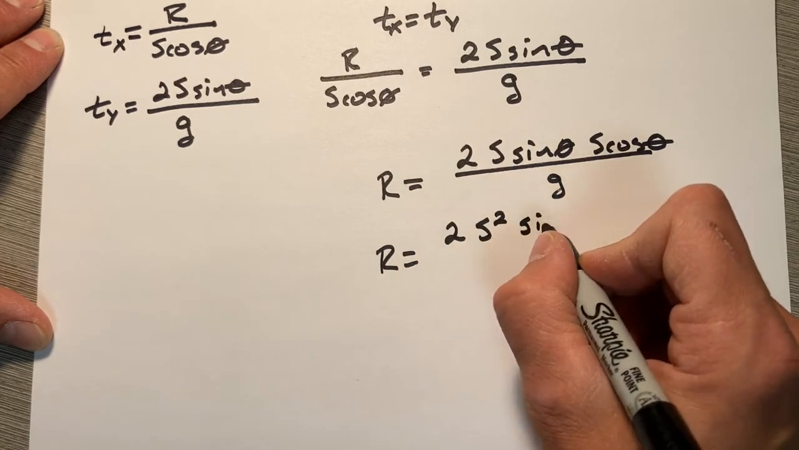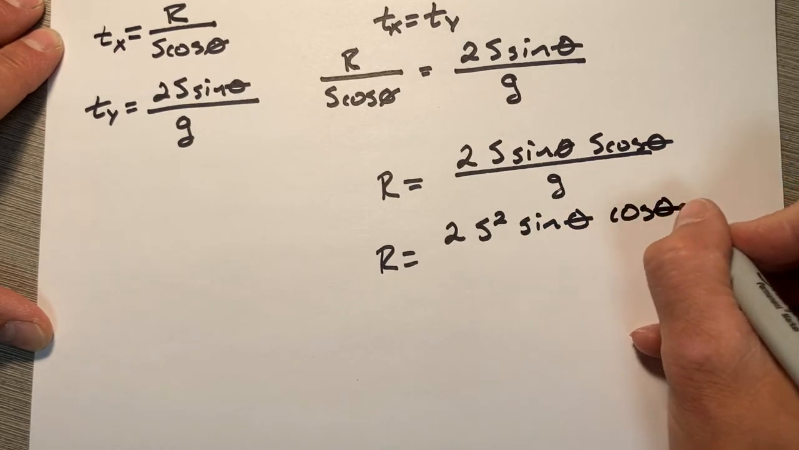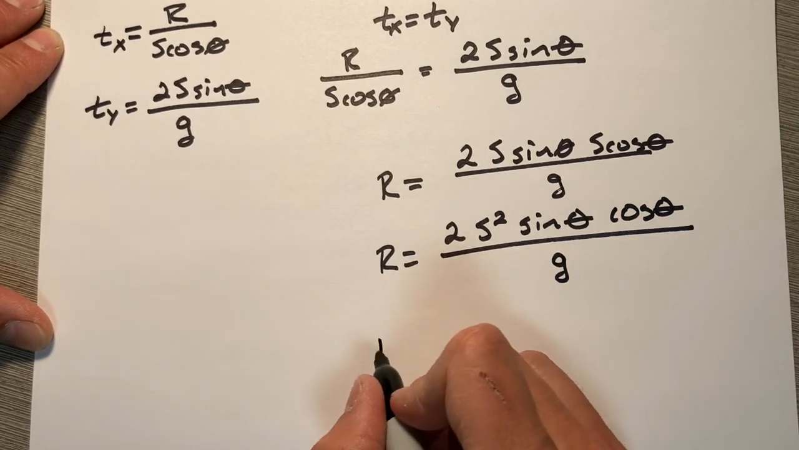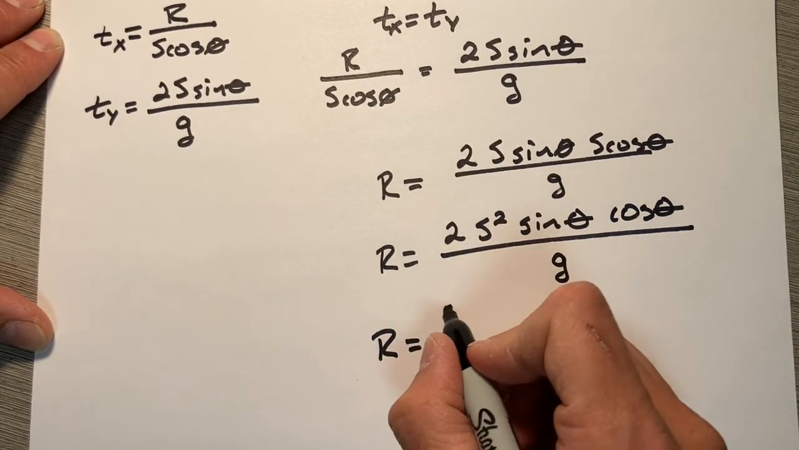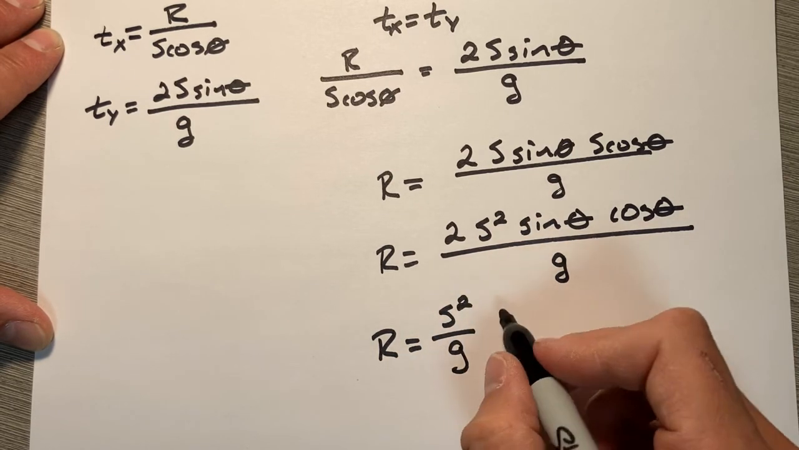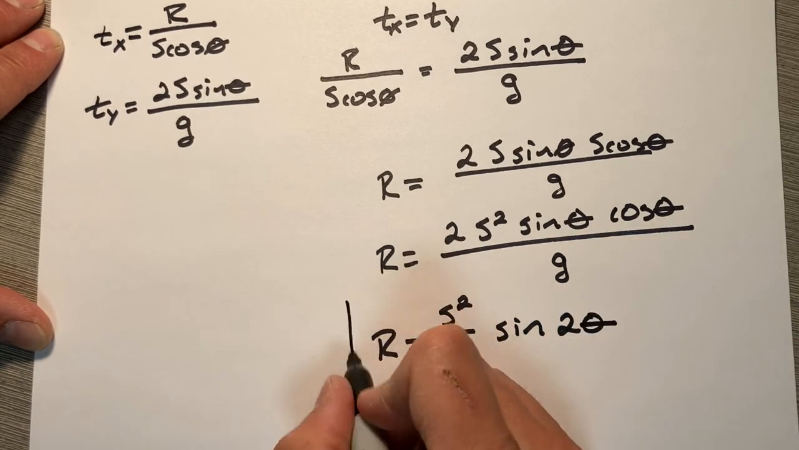2s squared sine theta cosine theta over g. The 2 sine theta cosine theta, as we all remember from our double angle identities, is going to be the same as sine 2 theta. This leaves us with s squared over g times the sine of 2 theta. And that is the range equation.